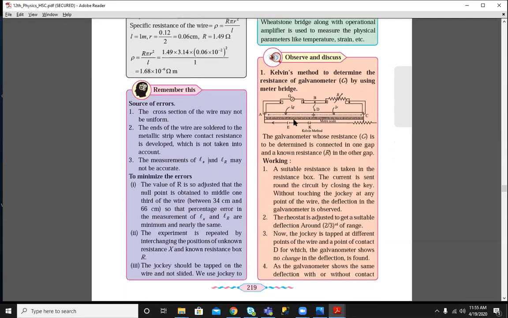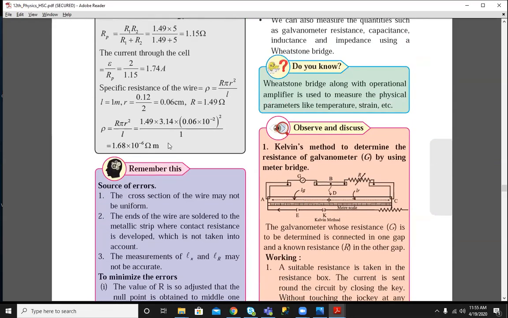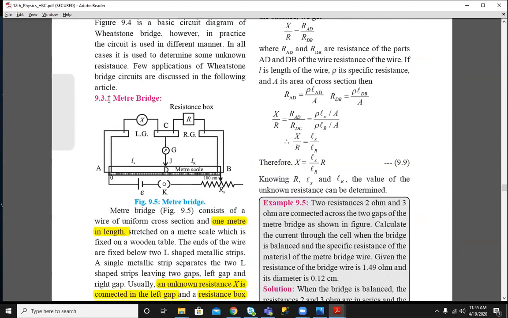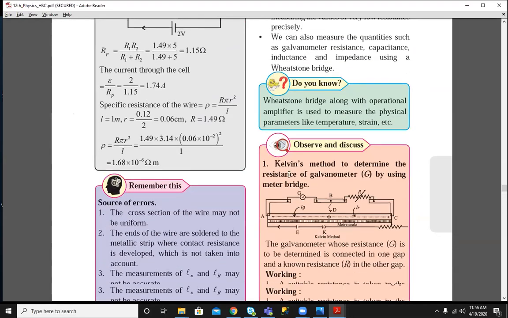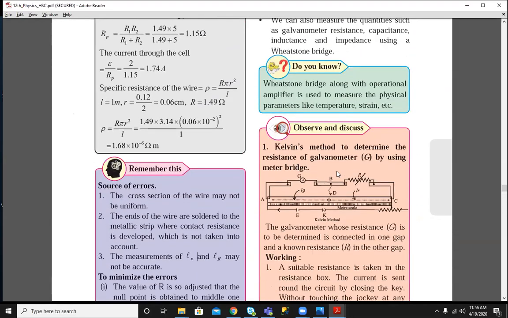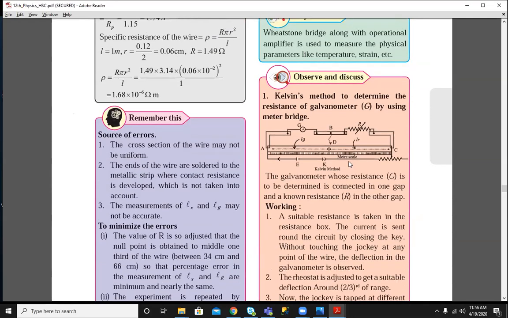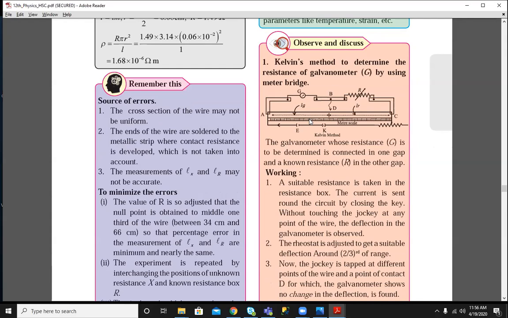So this method is totally the same as the meter bridge method. There are only two changes. Also remember, the meter bridge method is also called the null deflection method. And to determine galvanometer resistance, the method is called the equal deflection method. Why is it called the equal deflection method? Let's see. Okay, so in this method all construction is the same.